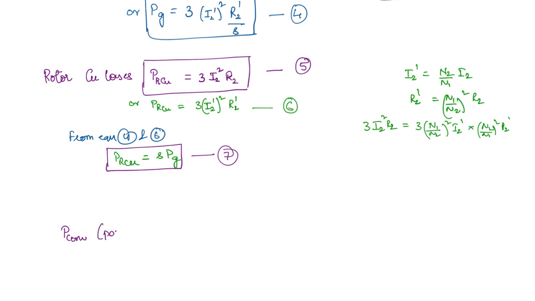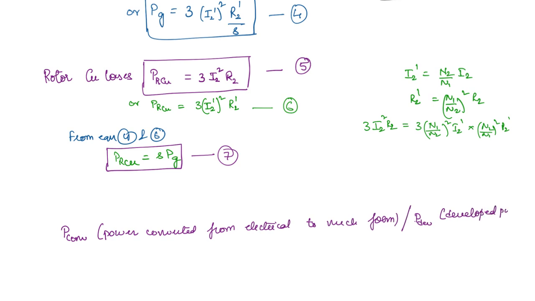You can write here power converted from electrical to mechanical form. In some textbooks, this is also called as the developed power. Okay, both mean one and the same thing. So what will this be? Whatever air gap power that is available, if you subtract the rotor copper losses, then you're going to get the power that is available for conversion. Okay, so P converted is equal to air gap power minus the rotor copper losses.